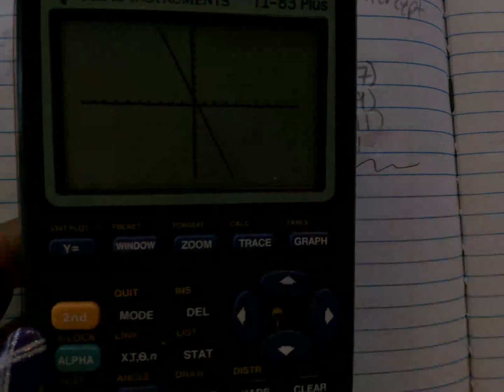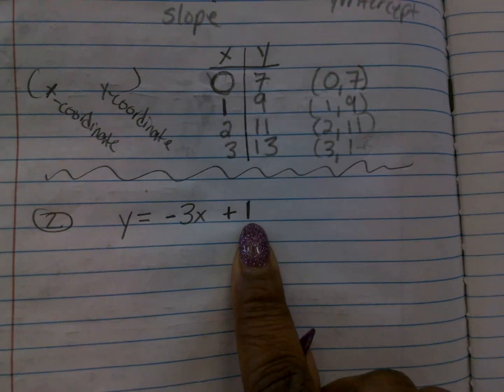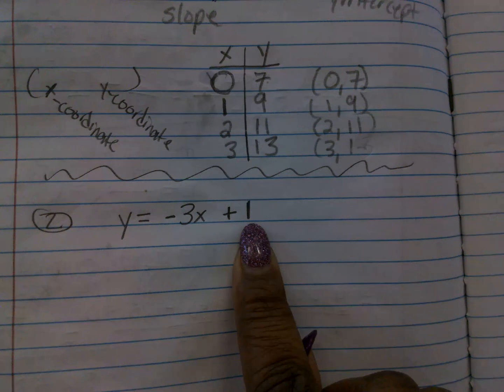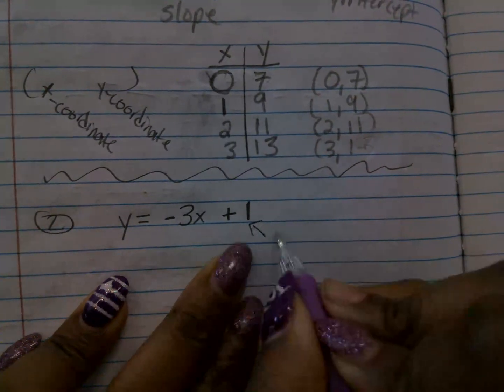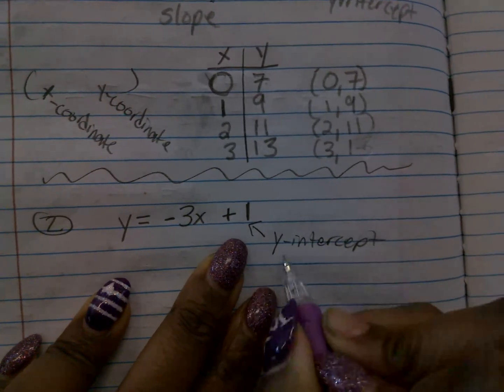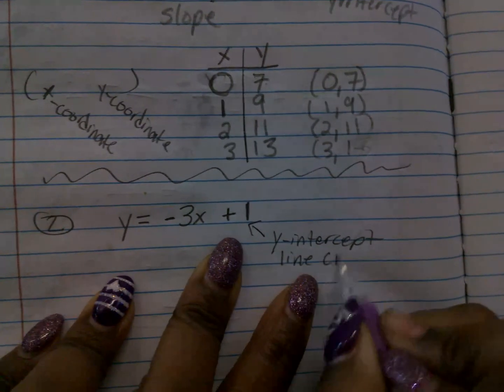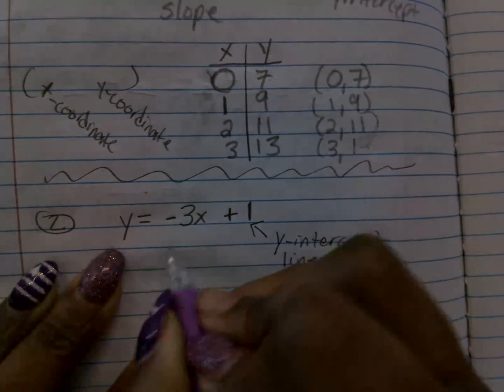It looks like a 0. It's not. It's at 1. This is where it's crossing, at 1. So this again is the y-intercept, which is where a line crosses the y-axis. This is the slope.